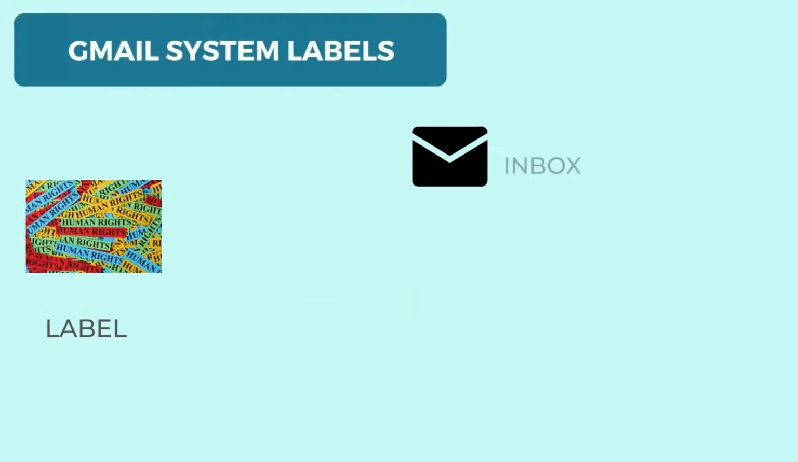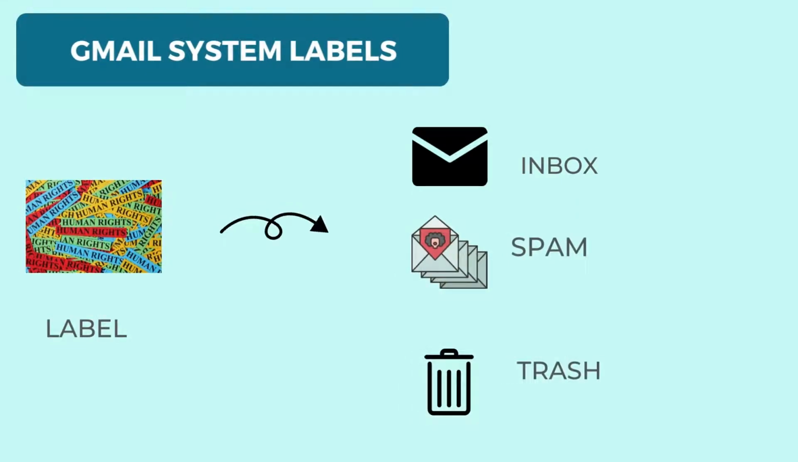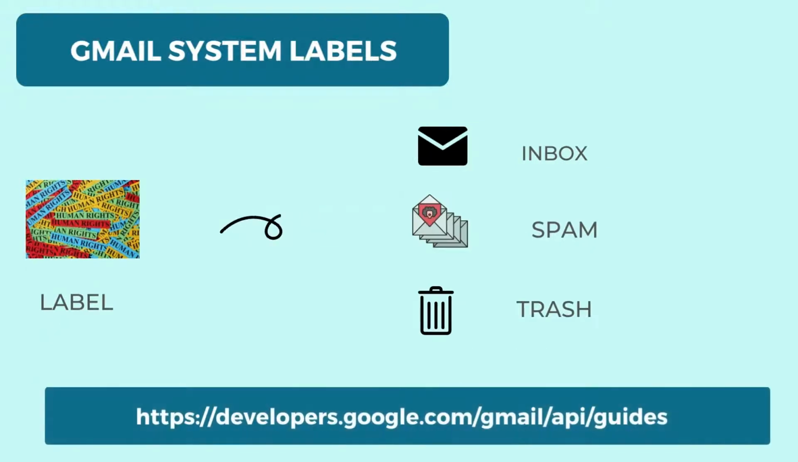Now we're going to look at the Gmail system labels. The Gmail system labels we have are the inbox, the spam, and the trash. To know more about the Gmail user labels, you can go through developers.google.com/gmail. You can read through and understand what the user label is all about.